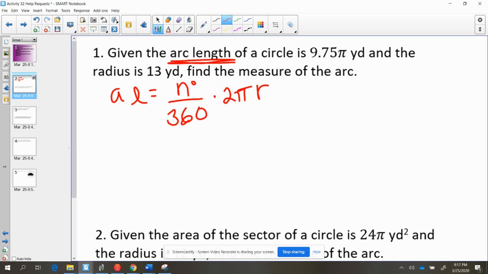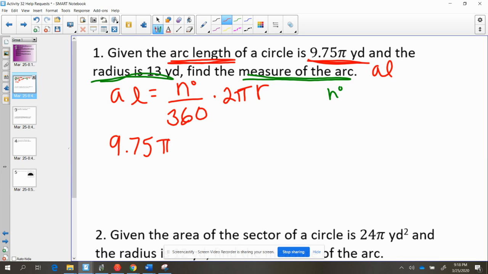Now from here, we need to decide what we are solving for, because this time they gave us the arc length, AL, and they also gave us the radius. Really what we're searching for is n, the measure of the arc. So we take the things they gave us: the 9.75 pi is the arc length, what we're looking for is n degrees, and we plug in the radius they gave us as well, which is 13.